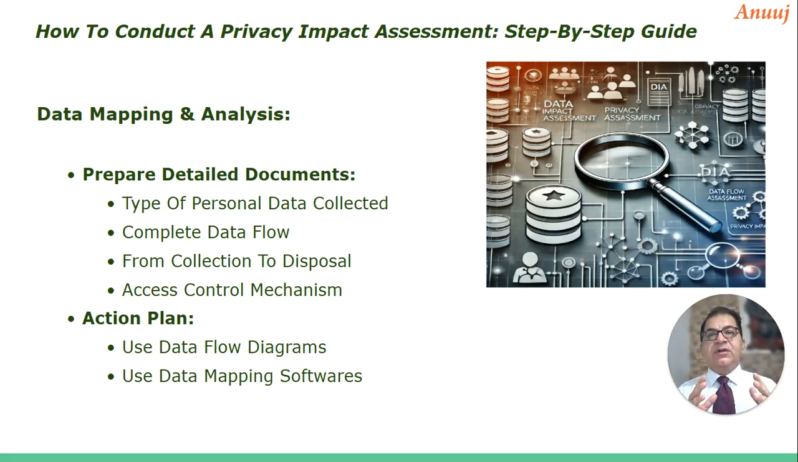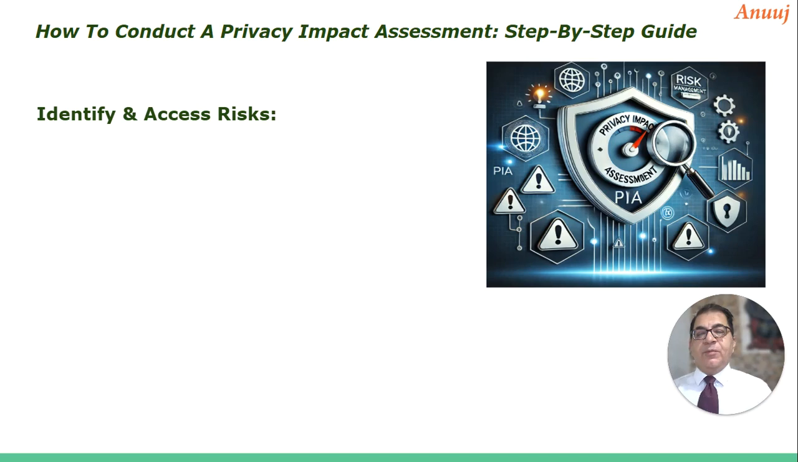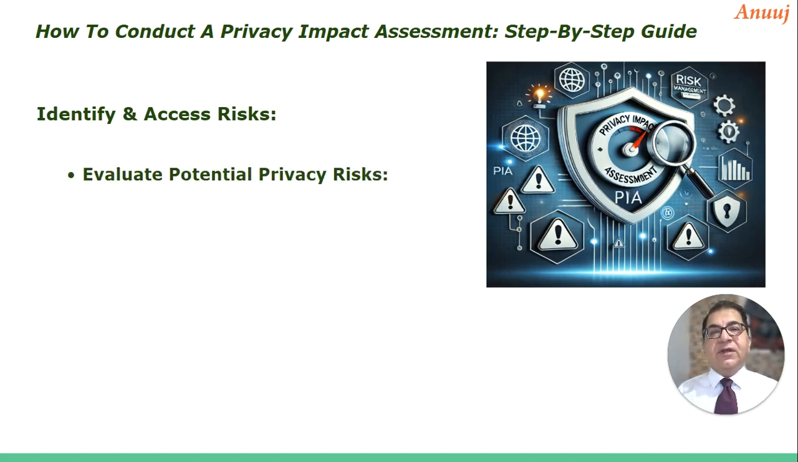And after mapping all this information, document it properly, relook at it, and talk to the respective teams to be sure that the mapping is done properly. Then when you read them, you identify and assess the risk. You evaluate your potential privacy risk. What level of authorization is given there?